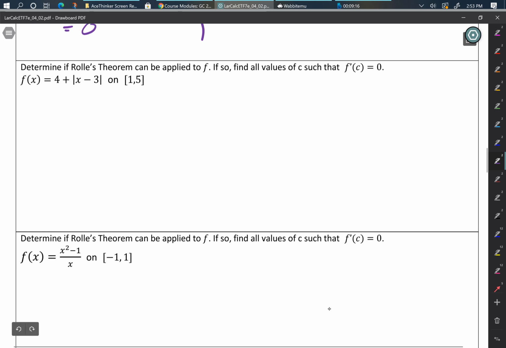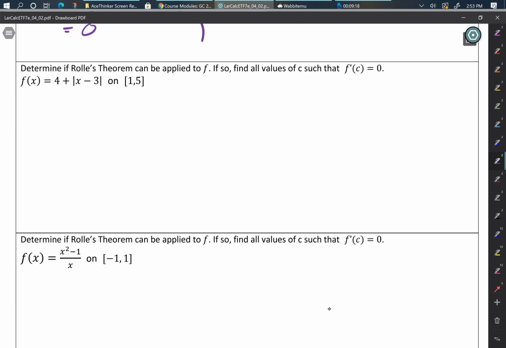All right, next example. Determine if Rolle's theorem can be applied to f. If so, find all values c. So same directions, just now I'm going to have to determine if this works. First off, is f of x continuous?